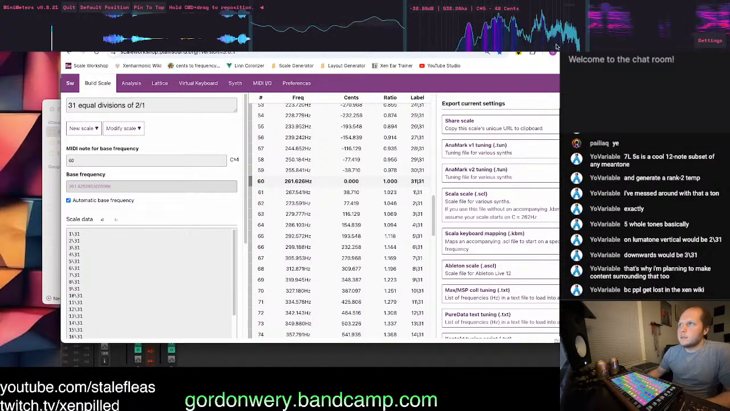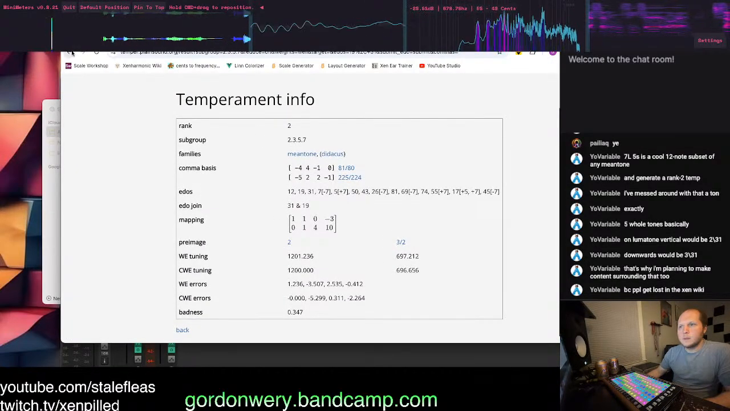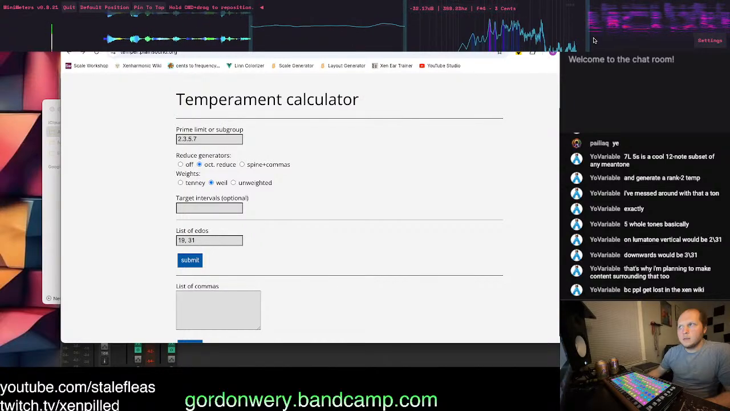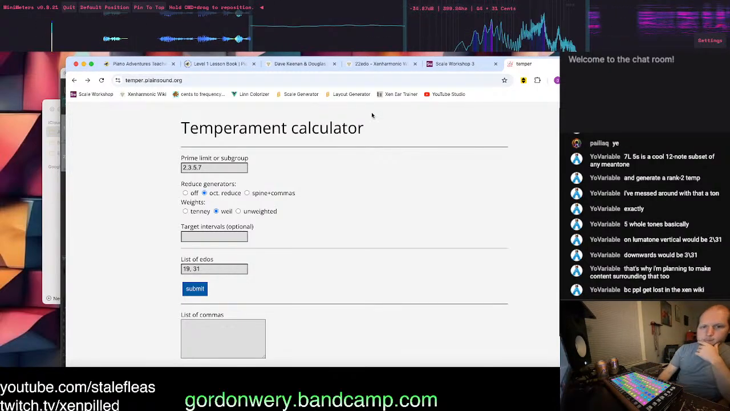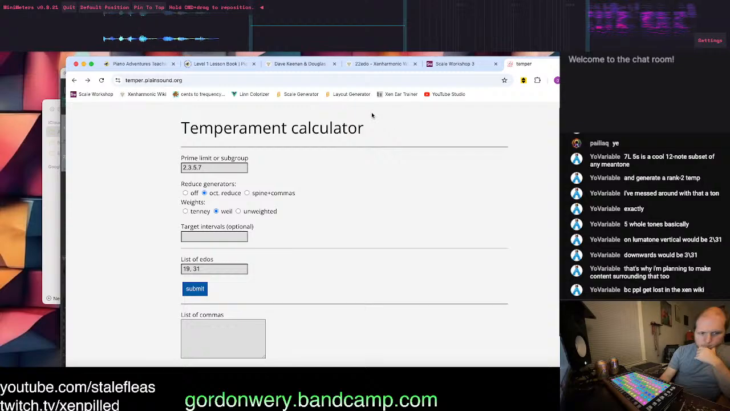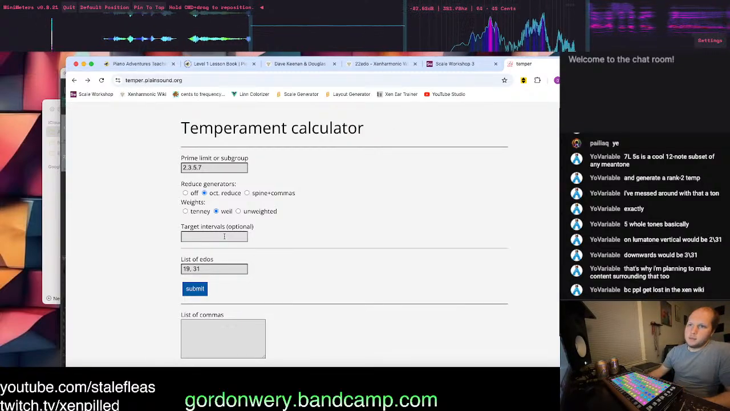Also, if you ever find a certain feature or some property that two EDOs have in common, and you wonder if there's a comma for that, you can just plug those two EDOs into the temperament calculator and find that. That's just a great way to figure stuff out.